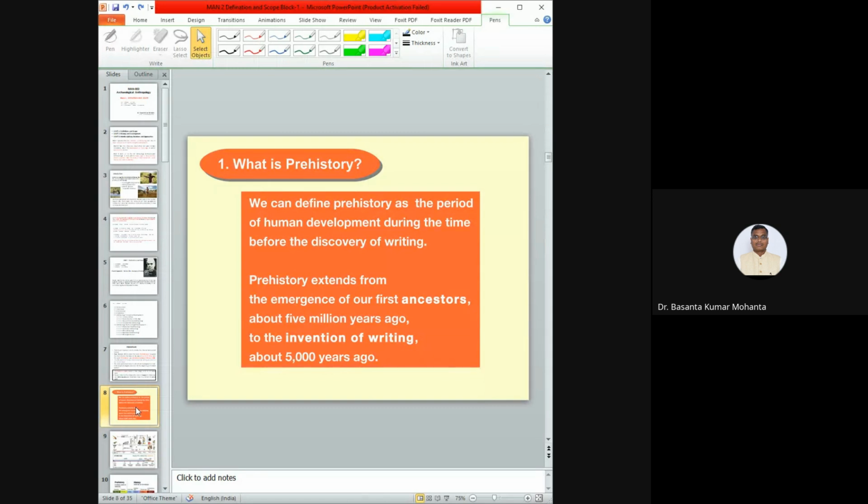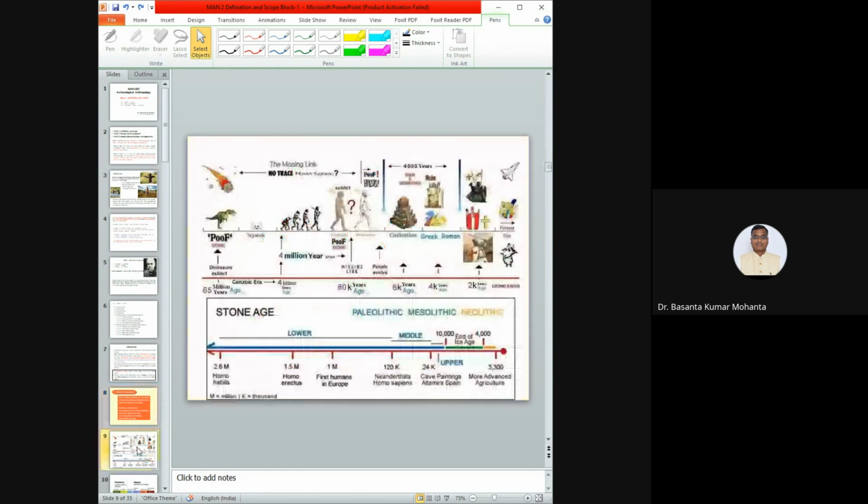So now we have got the broad idea about prehistory, where we are defining this as the time period of human development before the discovery of writing, and which extends from the emergence of our first ancestor, about 5 million years ago, up to the time of invention of writing.